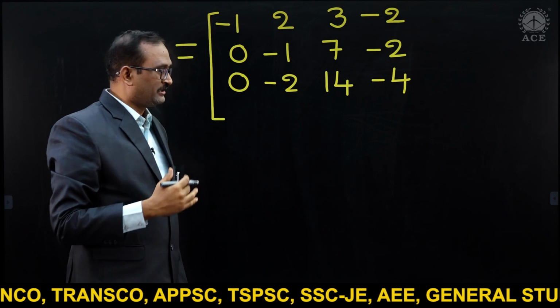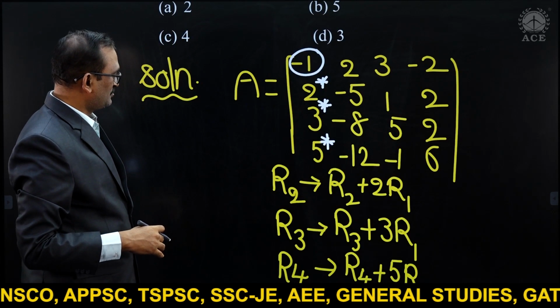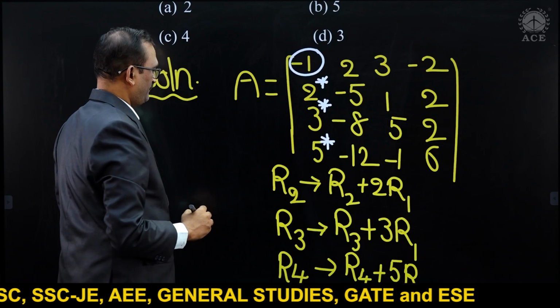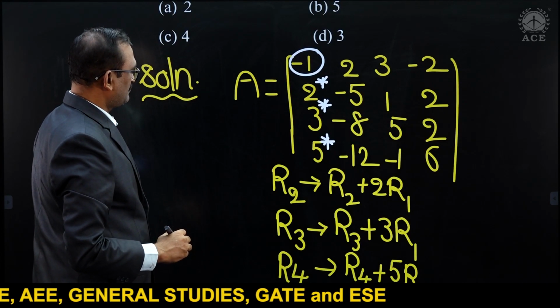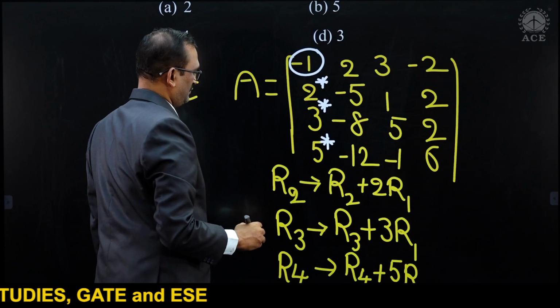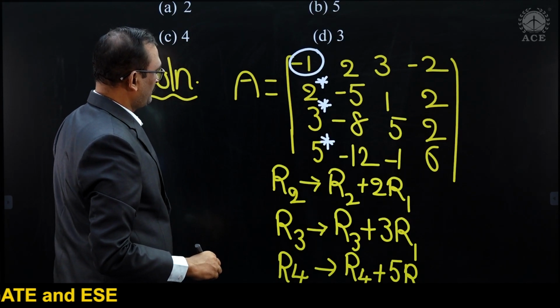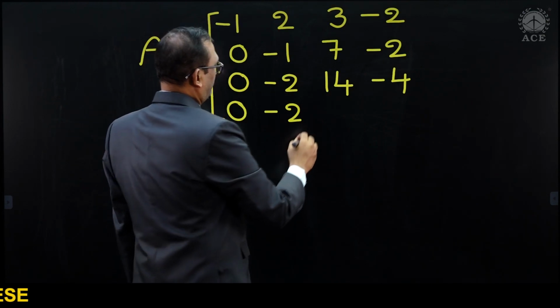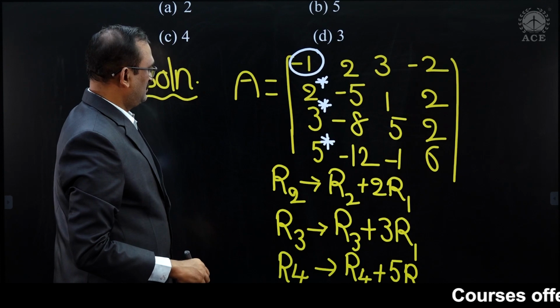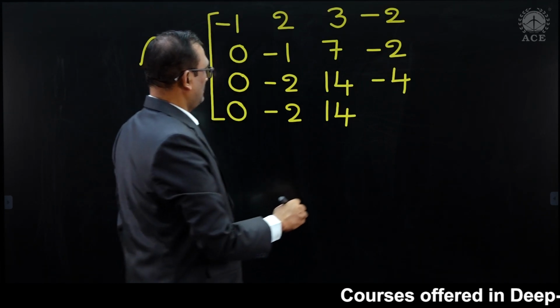Fourth row plus 5 times of first row. 5 minus 5, 0. Minus 12 plus 10, minus 2. Minus 1 plus 5, 14. 6 minus 10, minus 4.